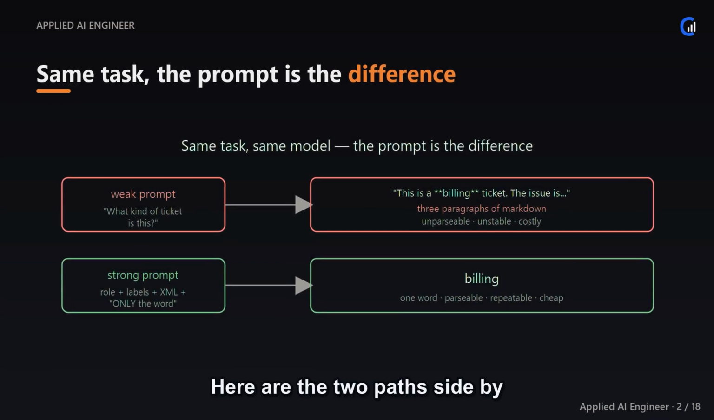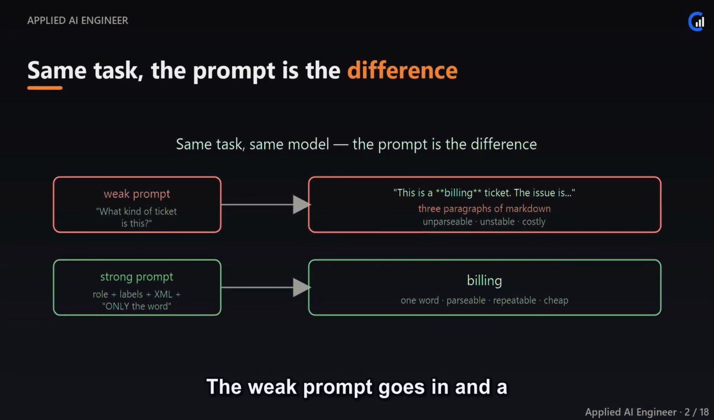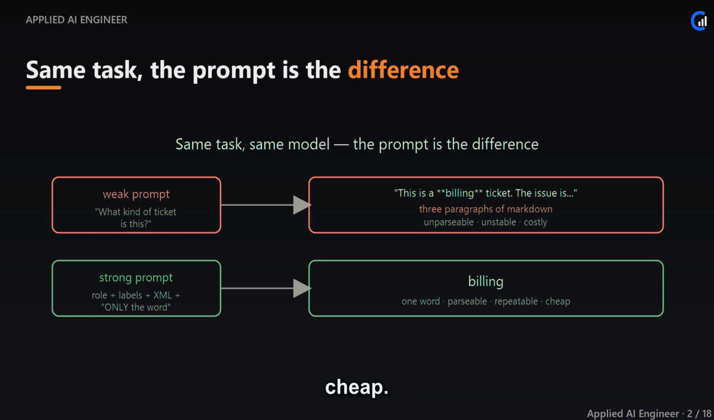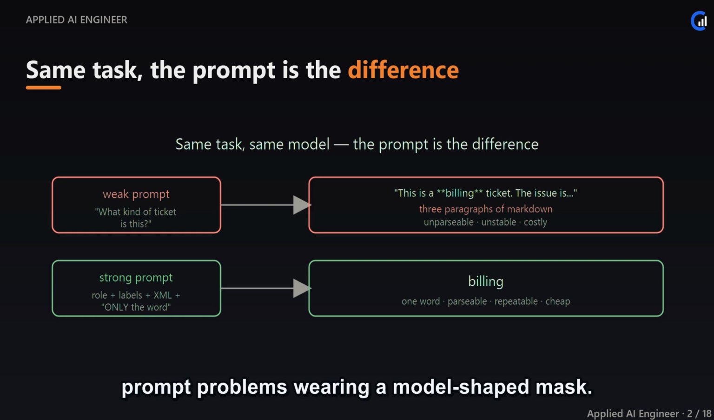Here are the two paths side by side. The weak prompt goes in and a wall of markdown comes out, unparsable, unstable, and needlessly expensive in tokens. The strong prompt goes in and a single clean token comes out, parsable, repeatable, cheap. Internalize this picture. Before you reach for a bigger, costlier model, fix the prompt. Most quality problems in applied AI are prompt problems wearing a model-shaped mask.